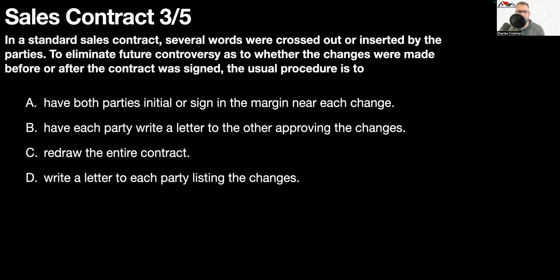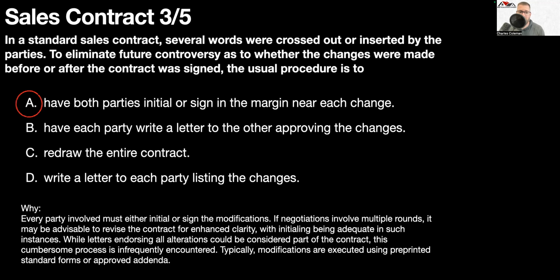Question number 3. In a standard sales contract, several words were crossed out or inserted by the parties. To eliminate future controversy as to whether the changes were made before or after the contract was signed, the usual procedure is to have both parties initial or sign in the margin near each of the changes. Every party involved must either initial or sign the modifications.